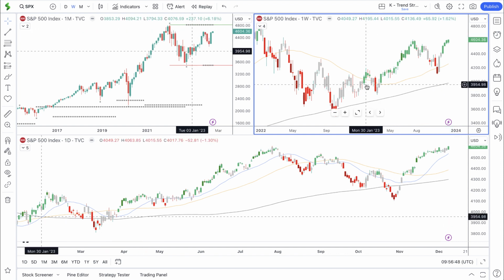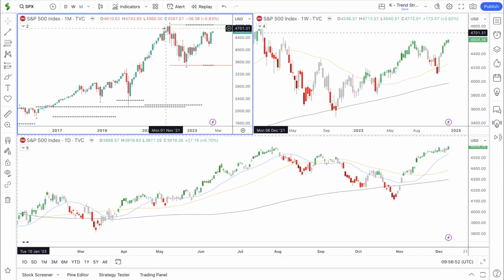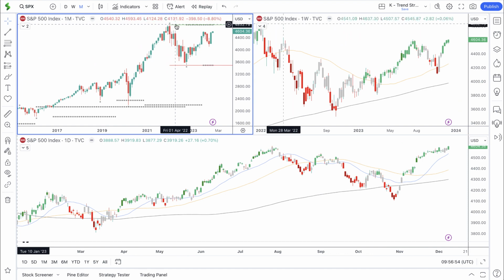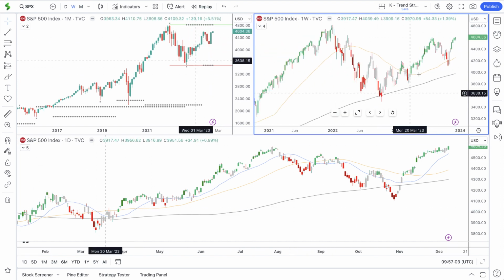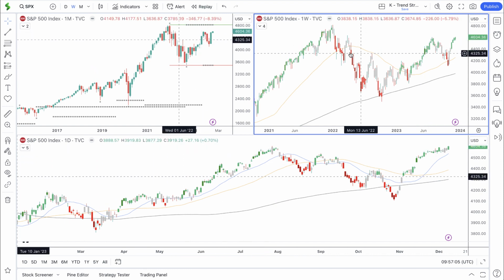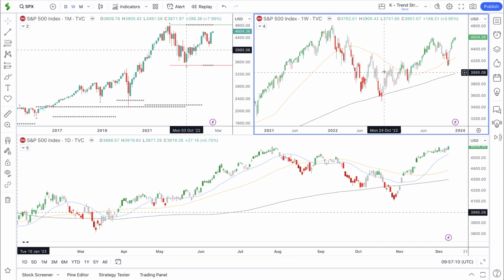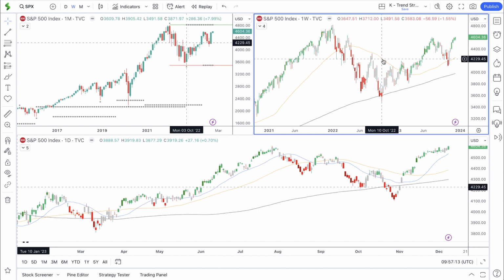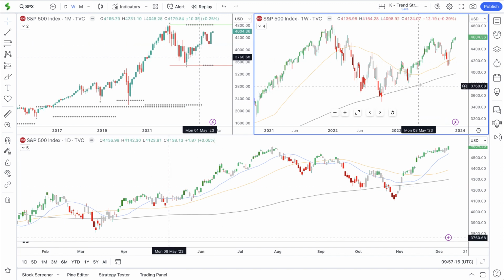So we have the three-screen setup here. The top left-hand chart is the monthly time frame, and we have major levels of support and resistance displayed on the chart. The top right-hand chart is the weekly time frame, and here we have trend filter colors. So green when the market is bullish, red when we're seeing bearish activity, and gray when price is pulling back or in an area of consolidation. We also have the 50 simple moving average, the orange line, and the 200 simple moving average, the black line.